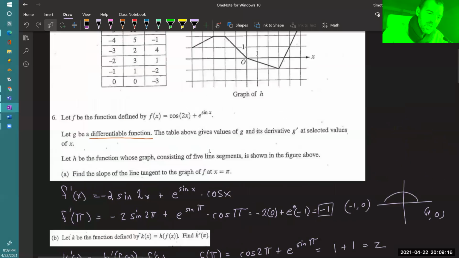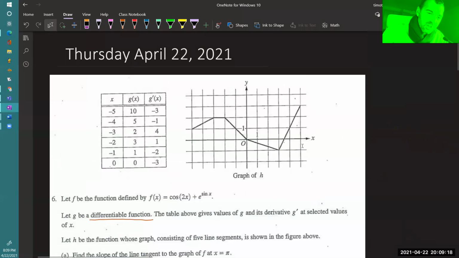Well, h is up here, okay? And h prime is going to be the slope of this guy, okay? And it's all going to be happening at 2. So here's 1, here's 2. I need to figure out the slope of this line.